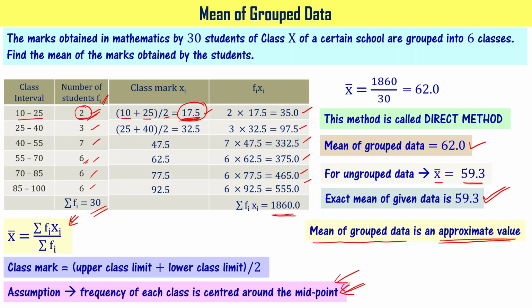That is the reason. When you have arranged the data into groups, there is a possibility that whatever class mark you obtained from this particular definition of upper class limit plus lower class limit divided by 2 is not exact. That is an approximation. That is why your mean of group data is always an approximate value. It is more or less close to the exact value, but it is not going to be exact, right?